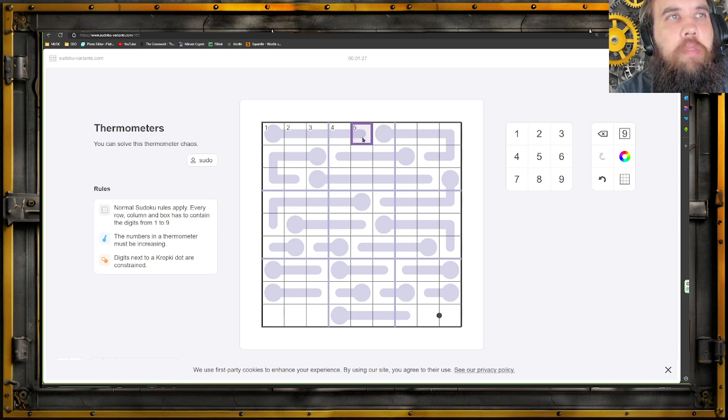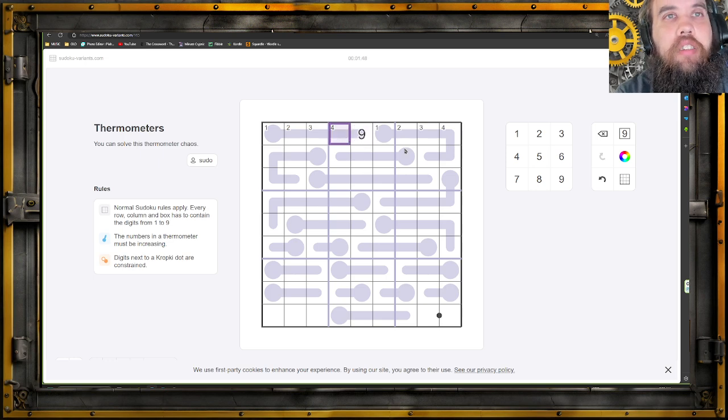5. So that could be maximum 5, minimum of 5. Let's do this right. 4. Actually, this has to be a 9. There is no other place for a 9 on the row. If this was a 9, this would have to be a 10. So 9.